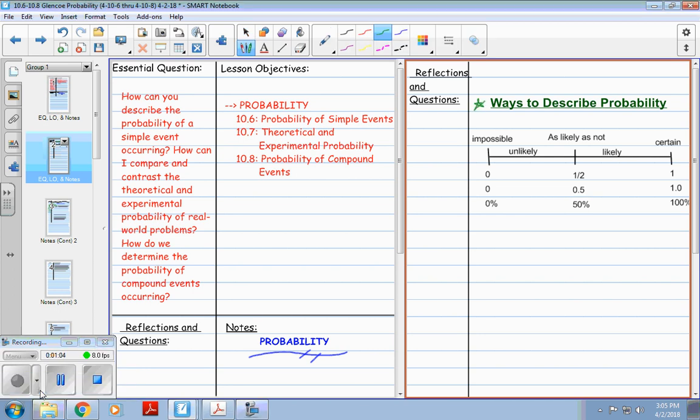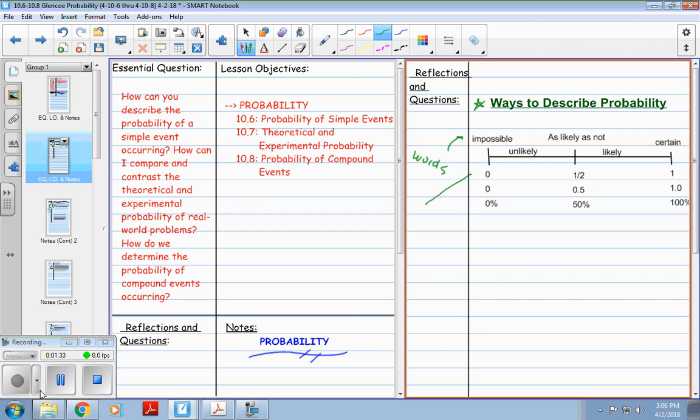So really, we have 4 different ways you can describe probability. We could use words, such as impossible, unlikely, as likely as not, likely, and certain. In science, we will actually start to learn that most things are not impossible and most things are not certain. They're going to fall in the realm in the middle. So words are really not the most precise way to explain something. It can sometimes give us a ballpark of where something is.